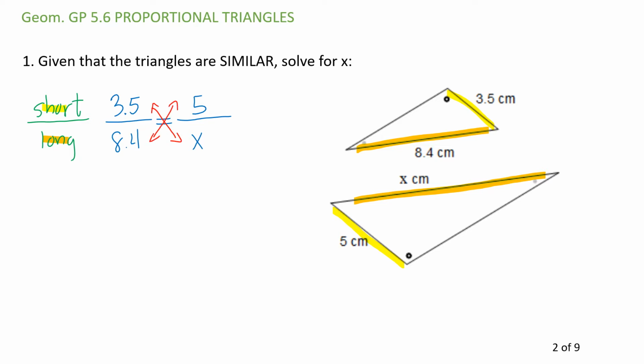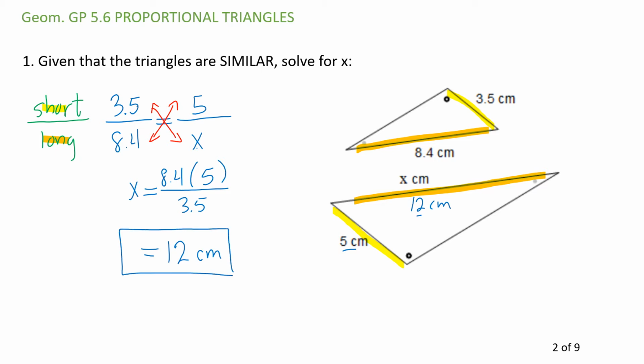Basically, you cross multiply. The shortcut is to always divide by the number that is diagonally opposite. So the x is going to be divided by 3.5. And before you put a box around it, 8.4 times 5. I get 12 centimeters for that long side. Does this seem reasonable? It doesn't seem unreasonable. If this is 5, that certainly could be 12. So that is the length there.